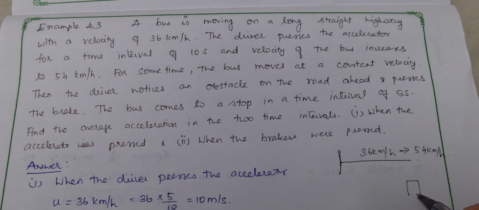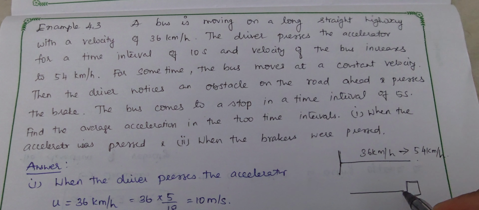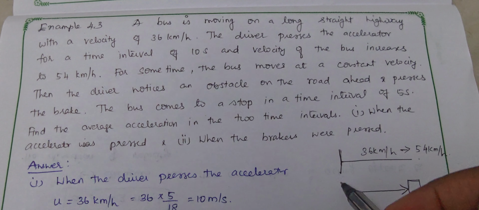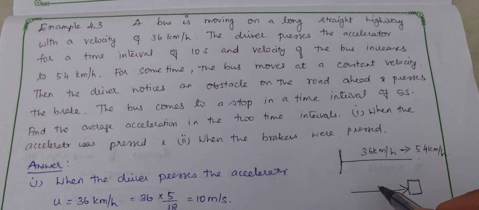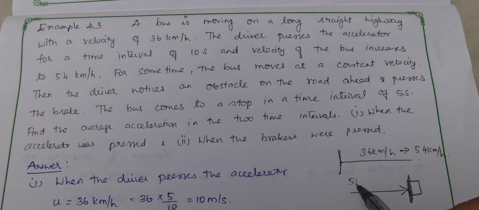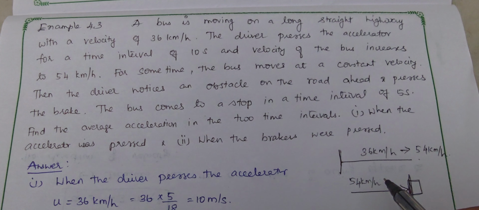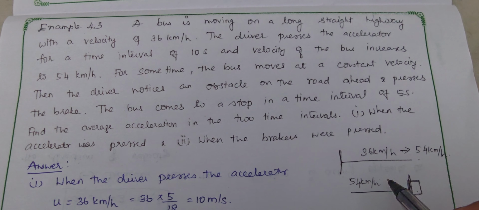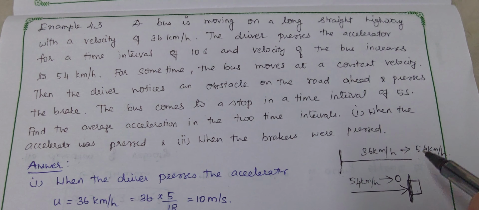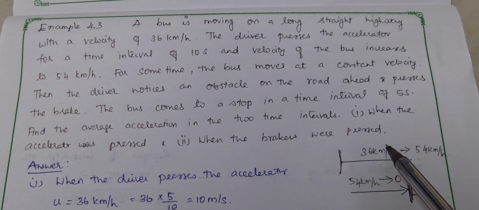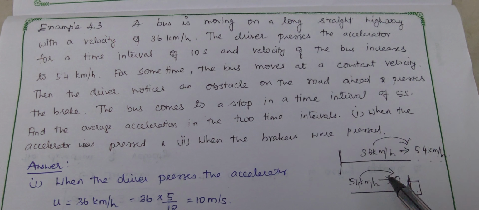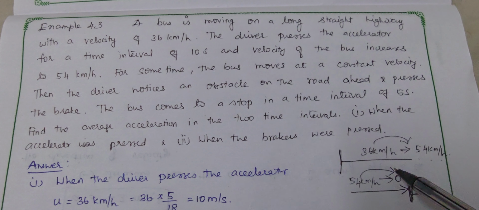After that, there is an obstacle. Because of that, the moving bus comes to a stop, which means the bus which is already moving, the brake is applied, so the bus stops at that point. So the bus which was traveling with the speed of 54 km per hour, because of the obstacle, the brake is applied so that it reaches 0 km per hour speed. This is what is given. So there is a change in the velocity, 36 km to 54 km per hour, then 54 km to 0 km per hour. There is a change in the velocity.